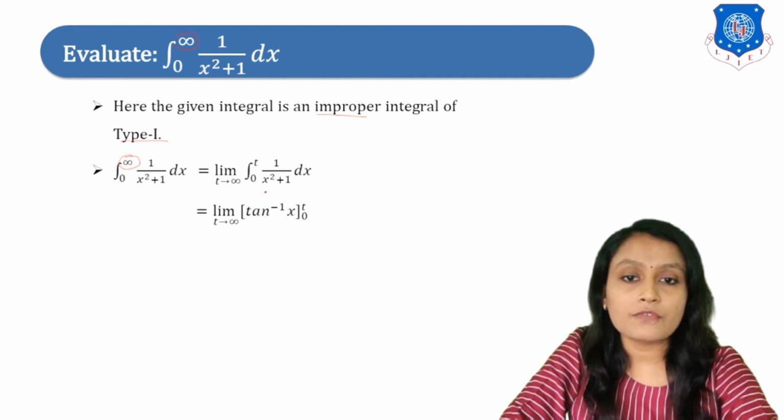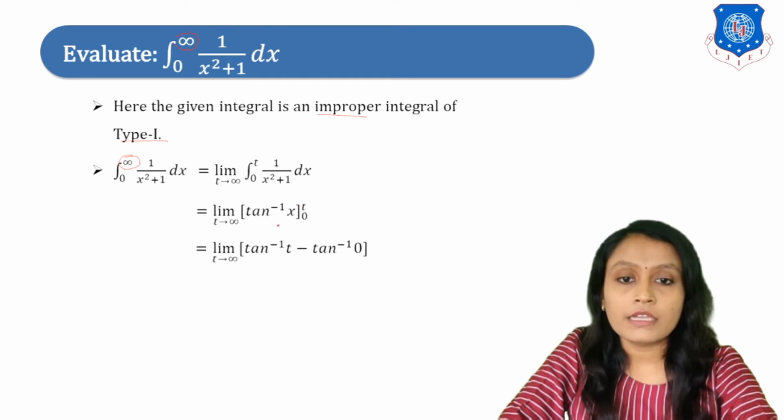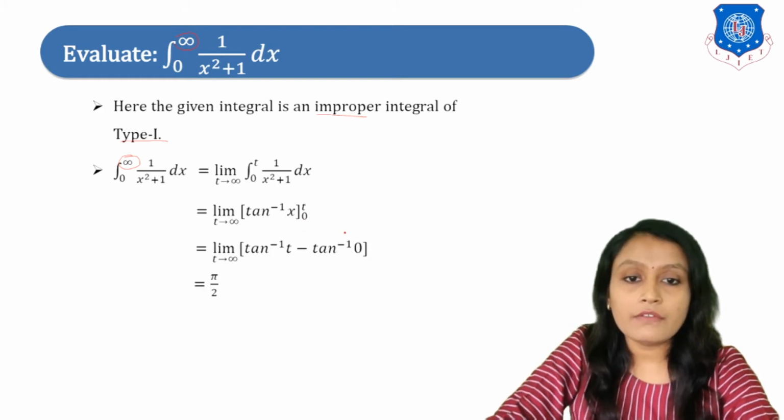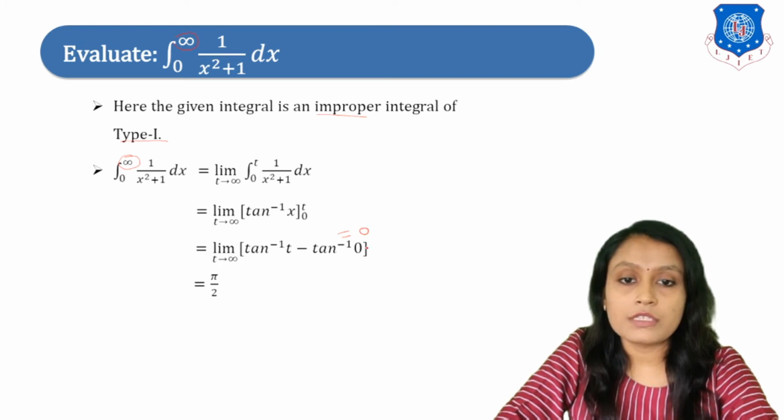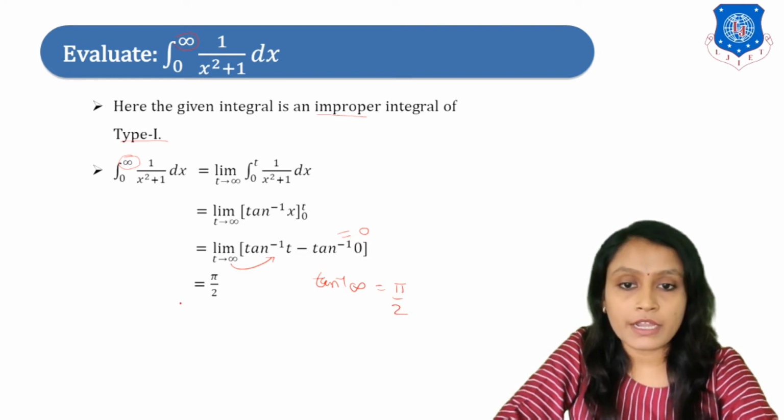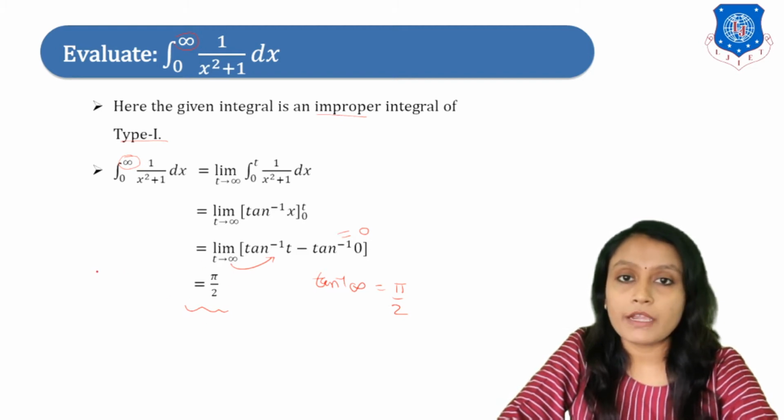Now integration of 1 upon x square plus 1 will give you tan inverse x, and the limits are 0 to t. Okay, now we will substitute the limit. So tan inverse t minus tan inverse 0, and this limit t tends to infinity as it is. Okay, and we know the answer of tan inverse 0 is 0, and when t tends to infinity, here you will get tan inverse infinity, and the answer of tan inverse infinity is pi by 2, right? So the final answer of this improper integral is pi by 2.